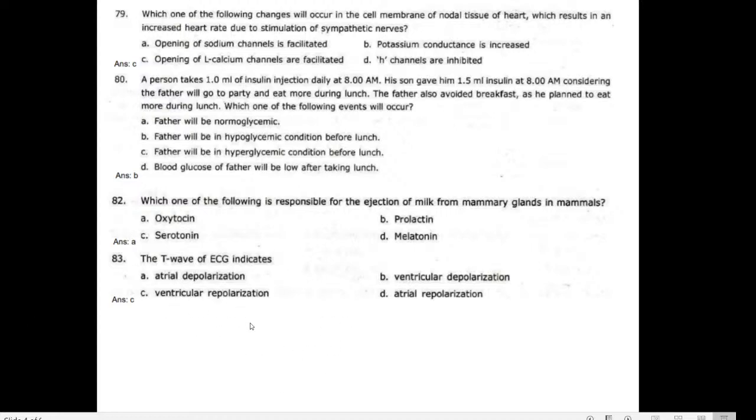So let me just refresh this concept. T waves explain the ventricular repolarization. If there is a QRS, that is the ventricular depolarization. Atrial depolarization is called the P waves. This atrial depolarization depends on the P waves.